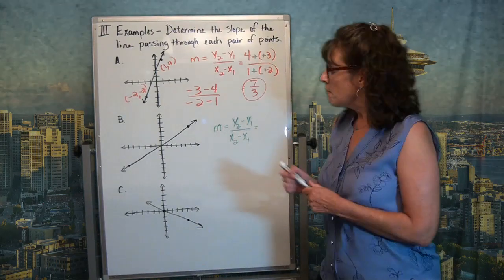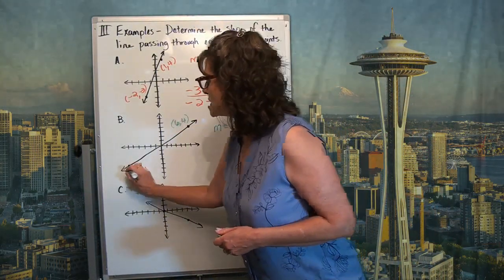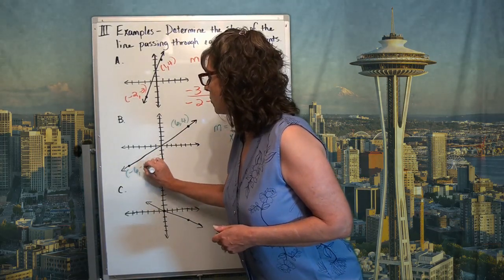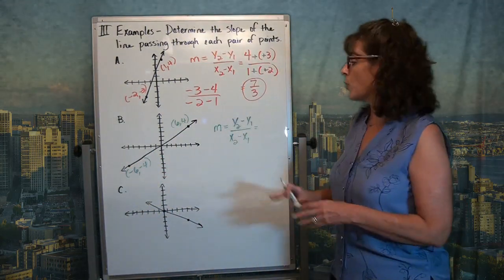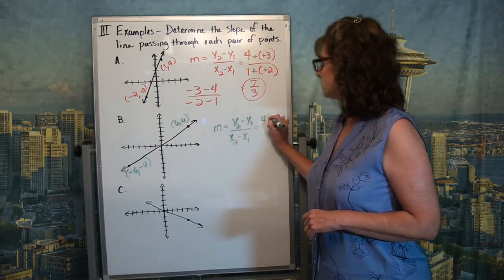Now, my coordinates for this point are going to be 6, 4, and my coordinates for this point are going to be -6, -4. So like we discussed before, we're going to subtract those y's on that numerator, and what if I go 4 minus a -4?